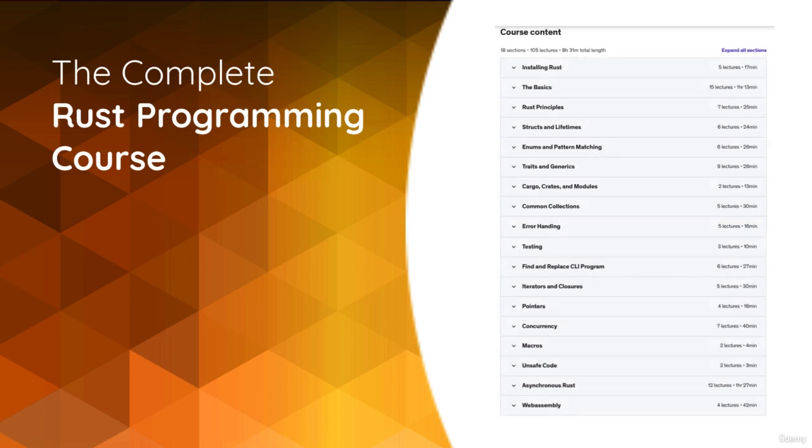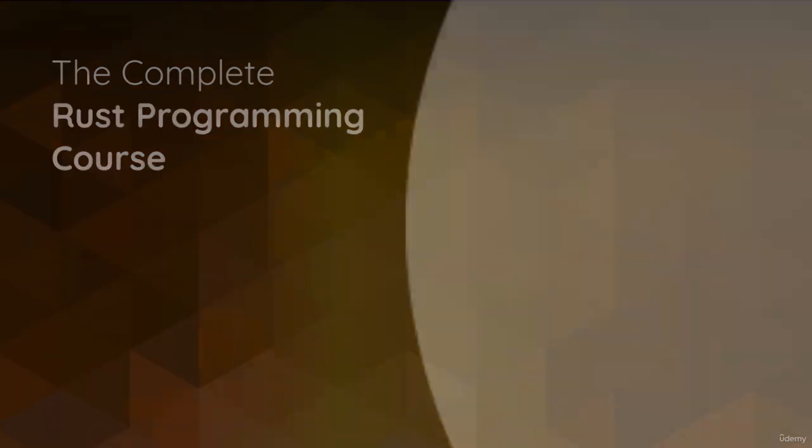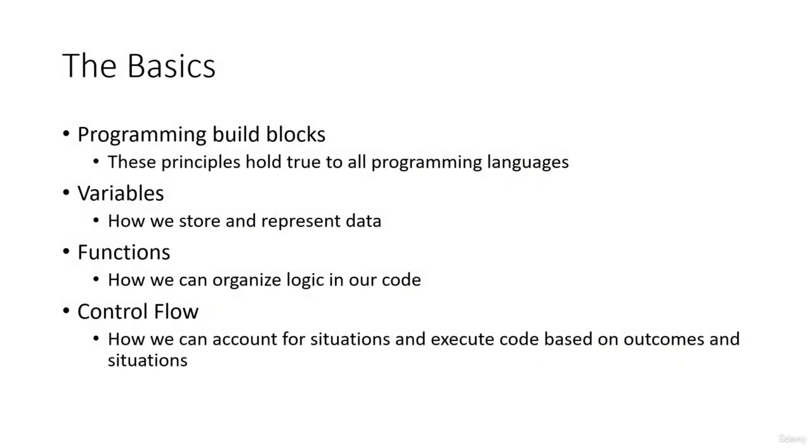In this video, I'm going to take a second to explain why I structured the course the way that I did. Starting off with the basics. These are the programming building blocks, and these principles hold true to every programming language where we have variables, functions, control flow, etc. Variables are going to be how we store and represent data, and then functions are going to be how we can organize logic in our code. And then control flow is going to be how we can account for situations and execute code based on those situations and potentially other parameters that we check for.